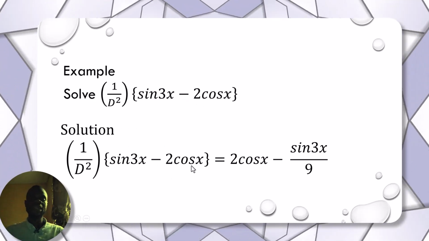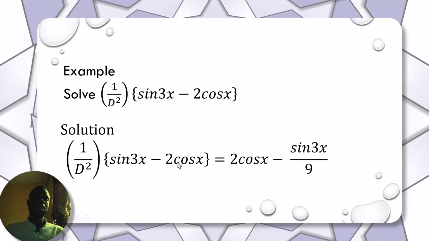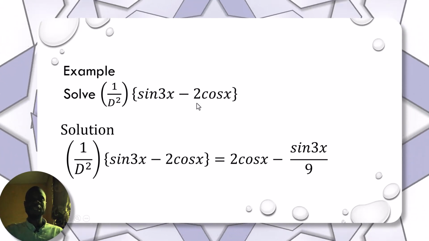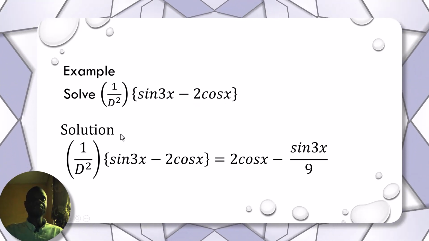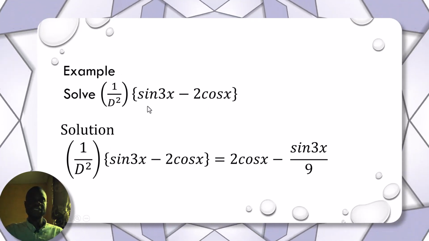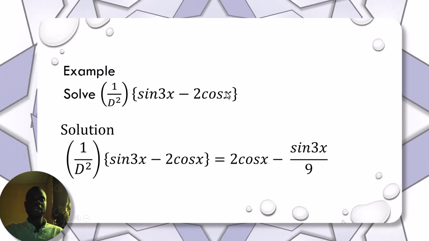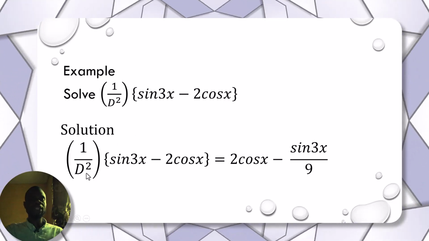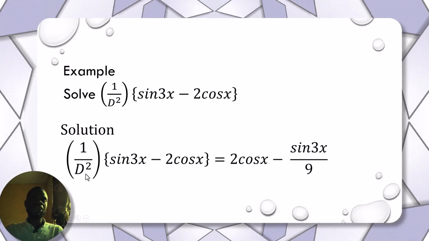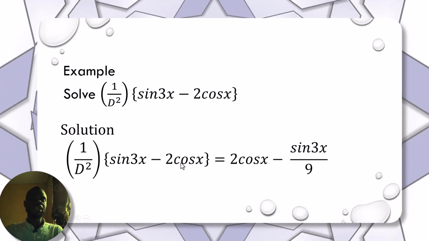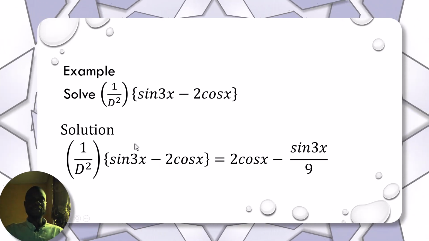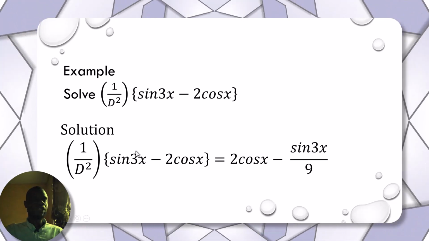Then we have another example. We have 1 all over d to the power of 2 of sine 3x minus 2 cos x, right? So the solution is that we cover this, and this is also covered by this. Now 1 all over d squared is just talking about integrating in the second order, right? You have to integrate this term in the second order. So let's integrate this in the second order.